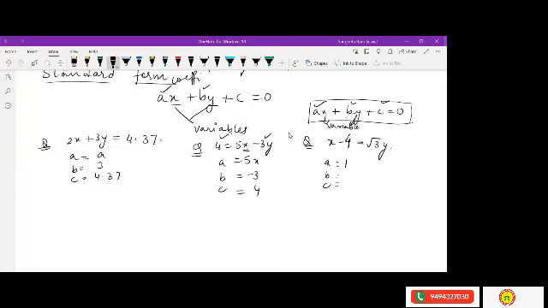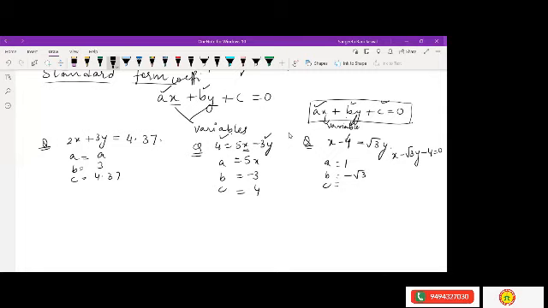Which is the B term? The one which has the variable Y. So which is the Y term here? Root over 3y. Now this equation can be written in standard form. There is nothing beyond the equal to sign on that side. So when root over 3y comes to this side, it will become minus. So our B will be minus root over 3.